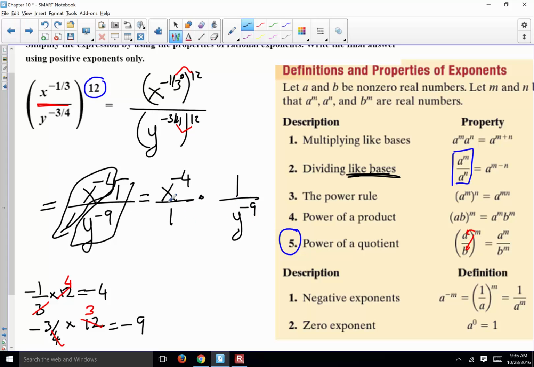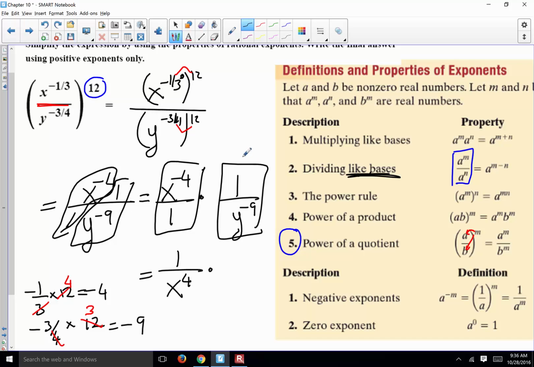Okay? Now, if you have a negative power, it flips the ratio. So it becomes 1 over x to the 4. But if this is a negative power, so you're going to flip this one as well. So it turns into y to the 9th over 1. And you recombine those, they become y to the 9th, x to the 4th.